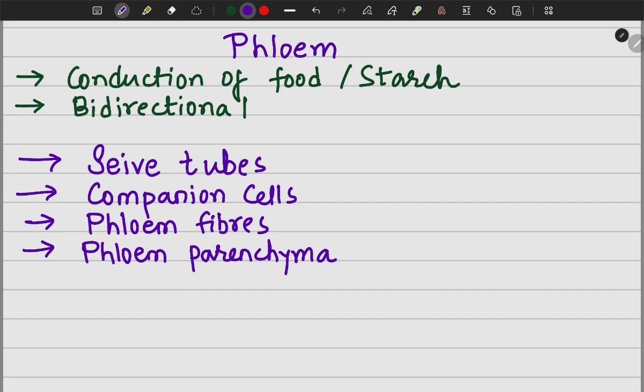Now in the xylem, most of the parts were dead and only xylem fiber was living. In case of phloem, most of the cells are living except the fibers. So the phloem fibers are the only dead part of the phloem elements. Rest of the other parts are living.